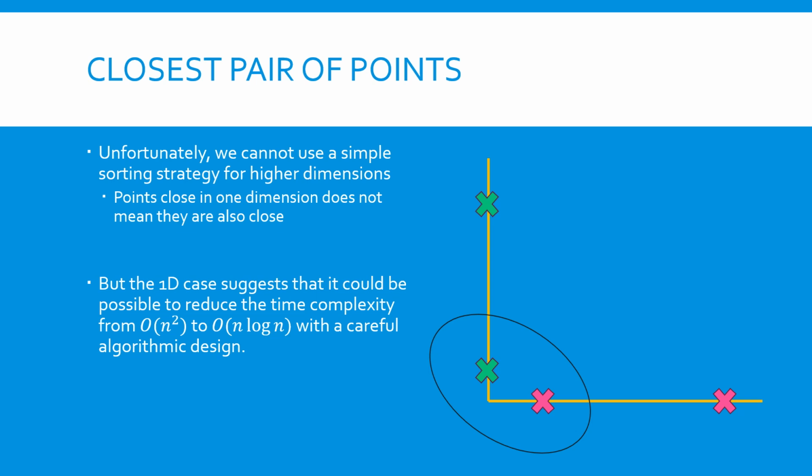For example, the x-axis distance between the two green points is 0. Similarly, the y-axis distance between the two pink points is 0. However, the closest pair of points is neither of those pairs, but the one highlighted by the oval. Despite this, the algorithm for the 1D closest pair of points problem suggests that we could develop an algorithm that runs in O(n log n) time for the 2D case.